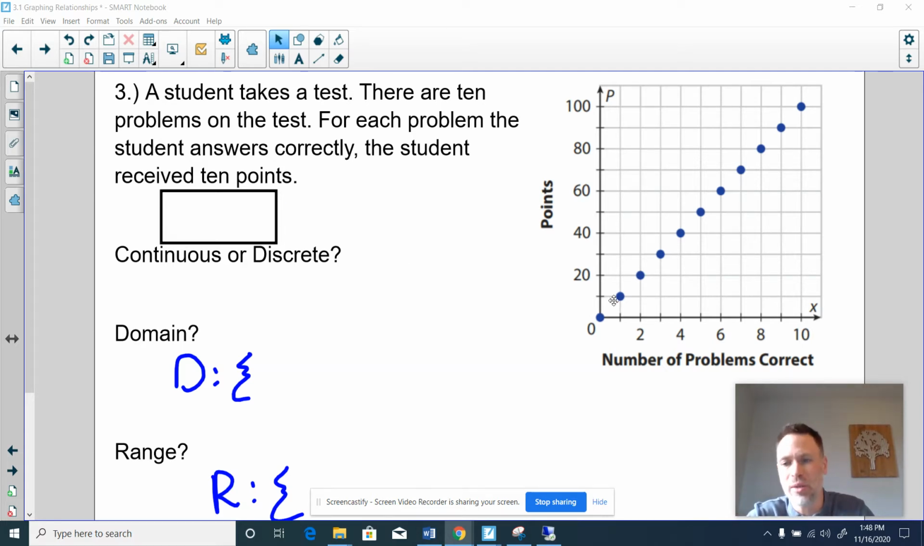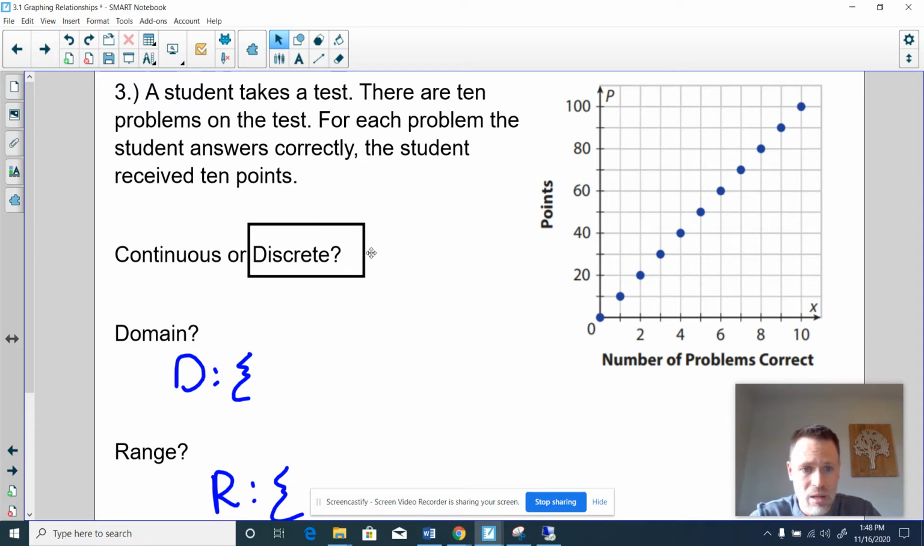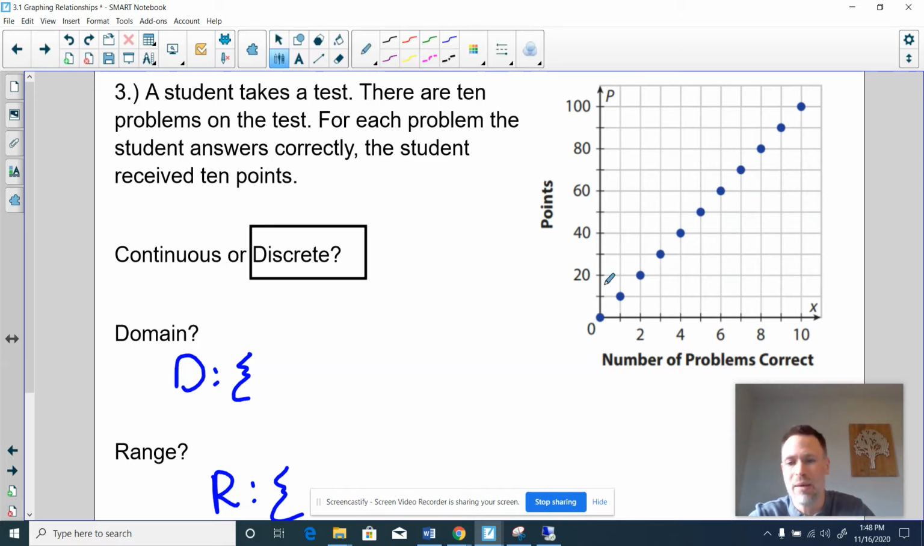Obviously, we got the graph here, and we said that discrete graphs are unconnected points, right? So these are unconnected points, so this is clearly discrete. But why does that make sense? Well, it makes sense because he's getting 10 points for every problem I get right. That means if this is one question right, that is 10 points there.